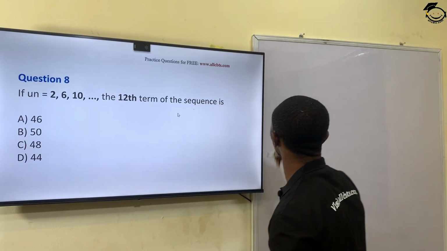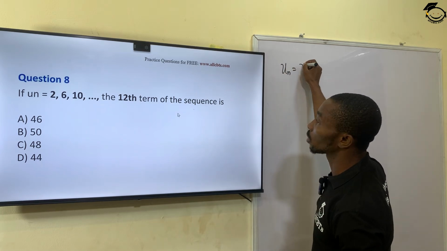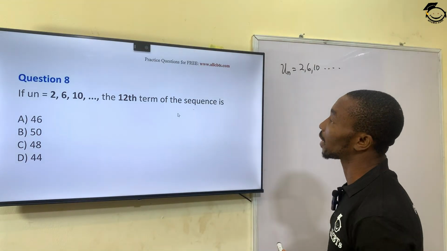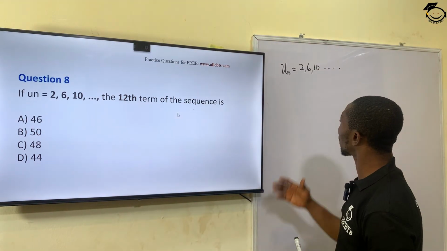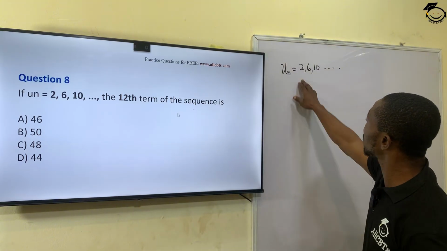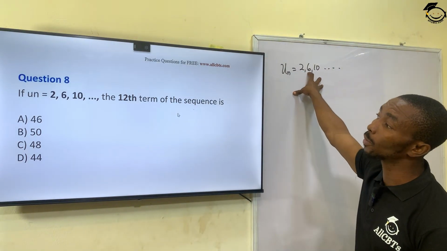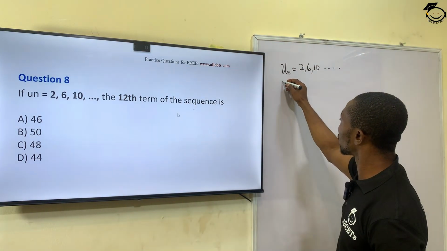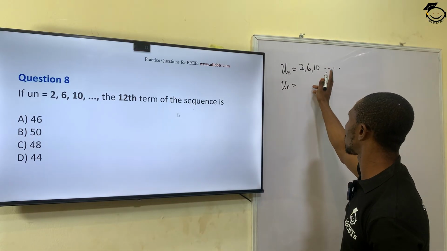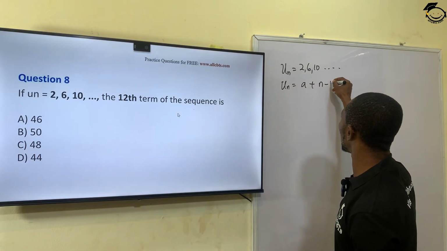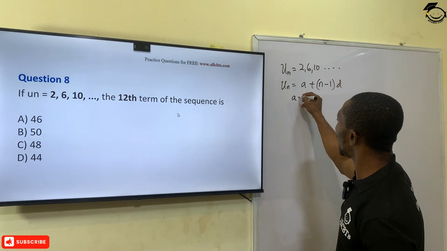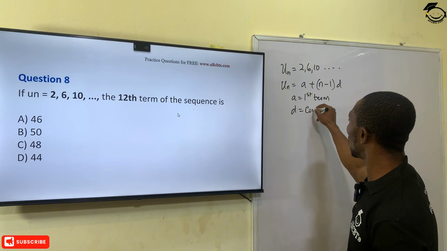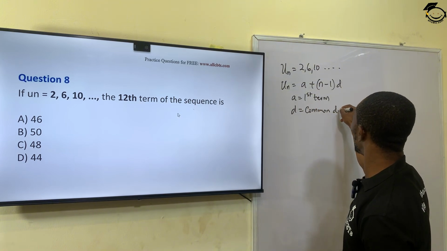If Un equals 2, 6, 10, it says the 12th term of the sequence is. Now, for us to calculate our 12th term, we can see from this sequence that this is an arithmetic progression. Now, for us to find our sequence, Un equals a plus n minus 1 d, where a is our first term, and d is our common difference.